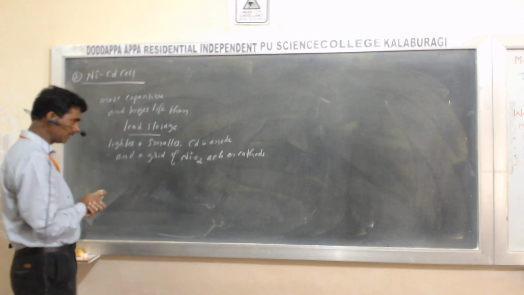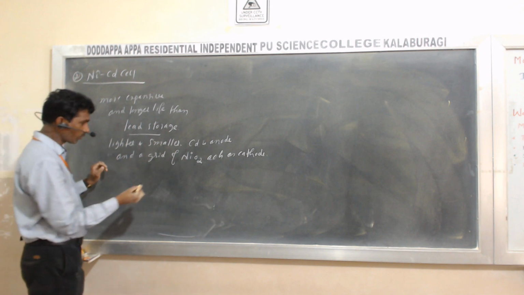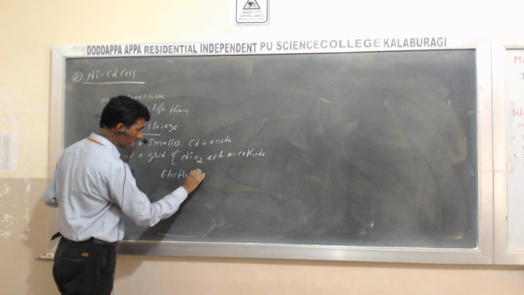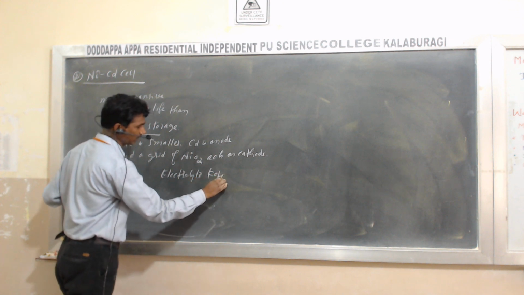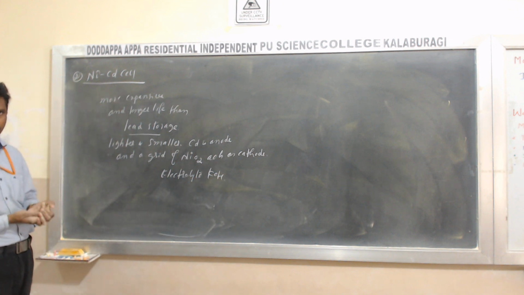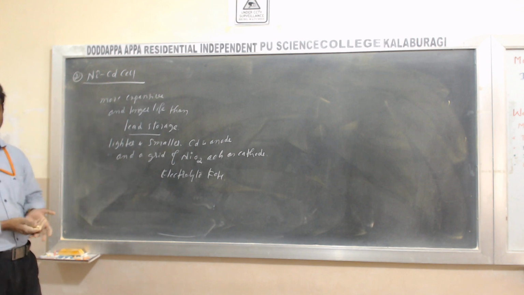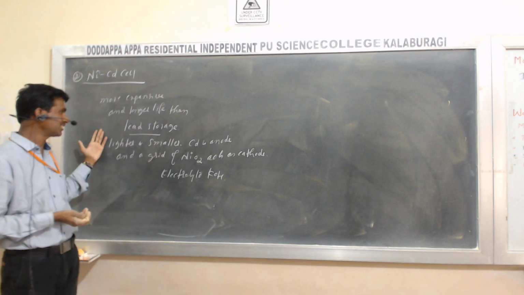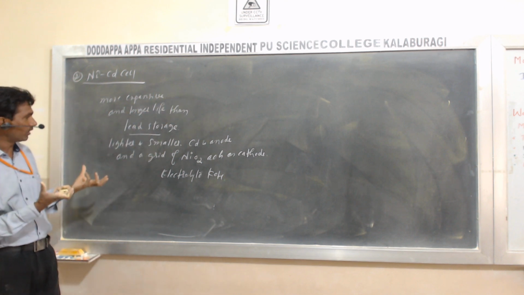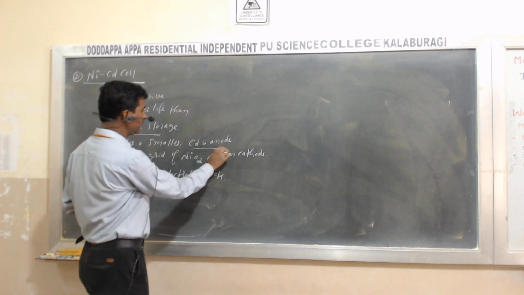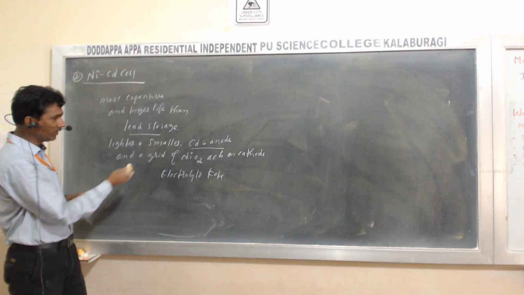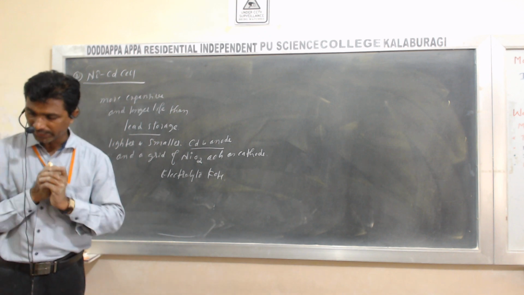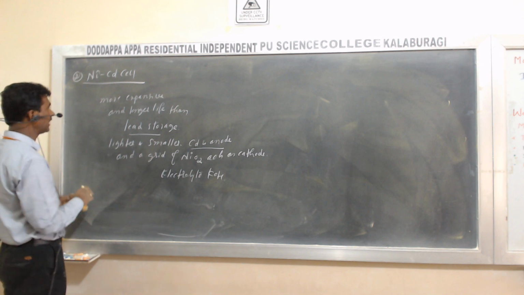Next, which is the electrolyte? KOH is the electrolyte. In the examination, if asked to write a note on nickel cadmium cell: it is a secondary cell or storage cell, more expensive and longer life than the lead storage battery, and it is portable or smaller and lighter. Cadmium acts as the anode, oxides of nickel act as the cathode, and the electrolyte solution is KOH.